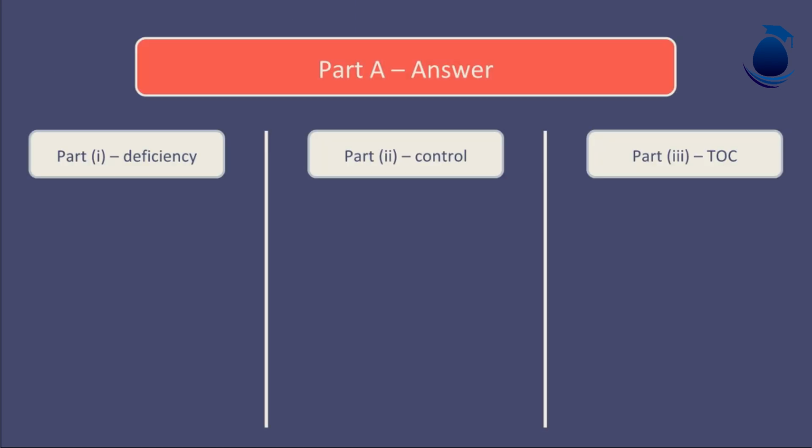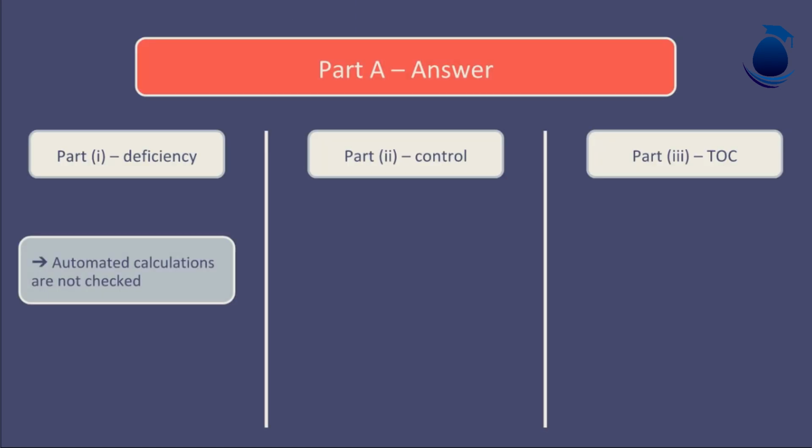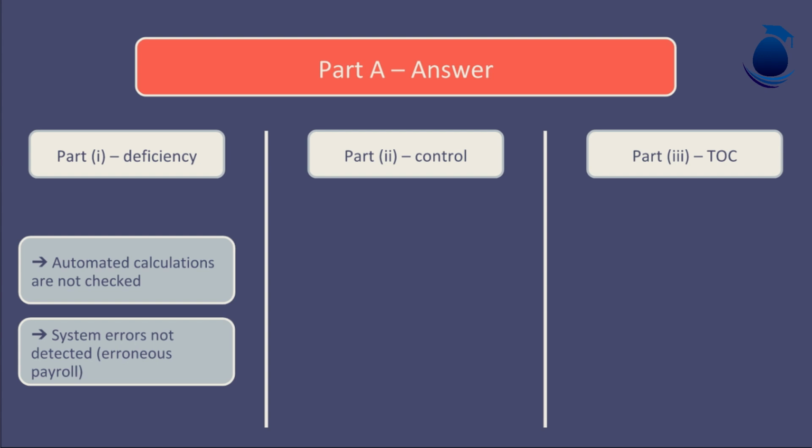The first deficiency is that automated calculations are not checked. The scenario tells us that clerks enter details from the overtime worksheets onto the system, which then automatically calculates the pay. However, the calculations are not checked at all. If the system incurred errors, these would not be identified. This could lead to the payroll figures within the financial statements to be over or understated.